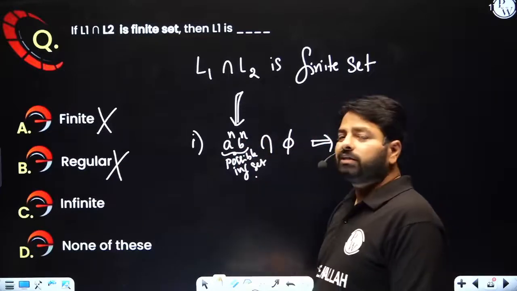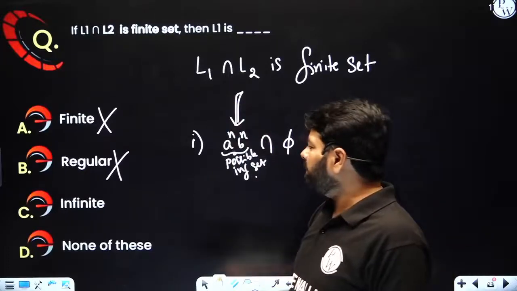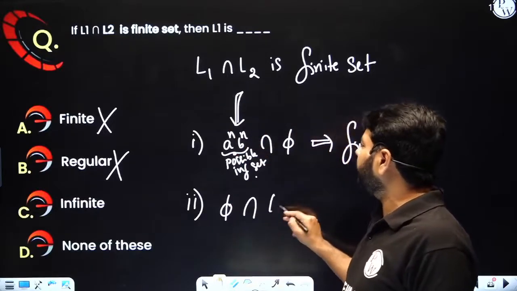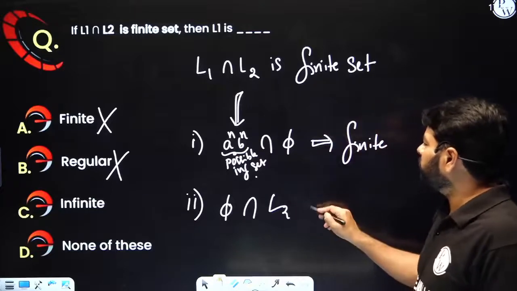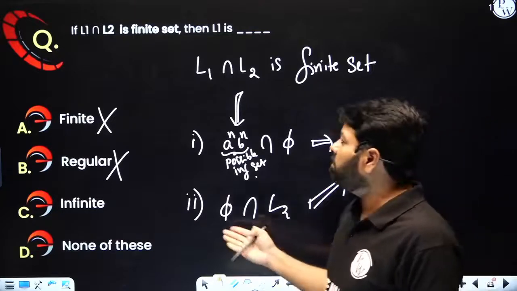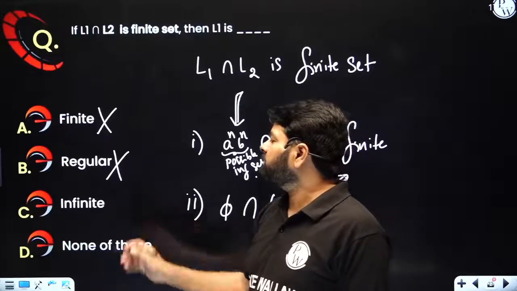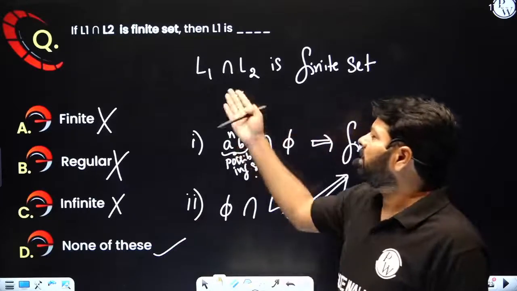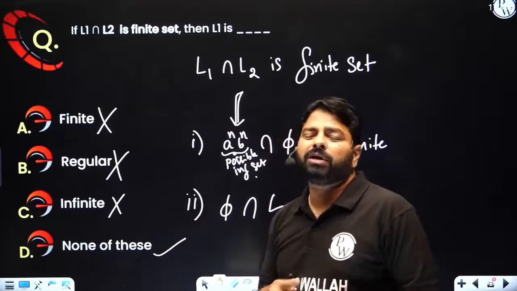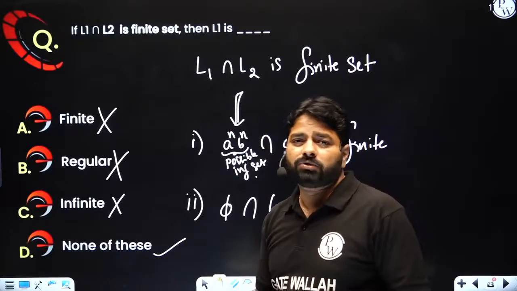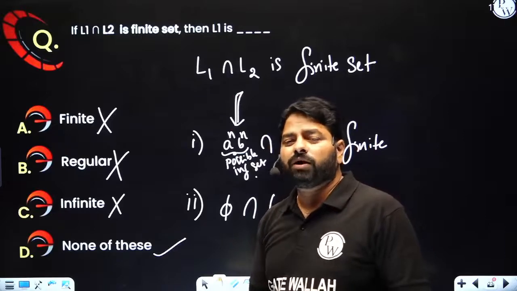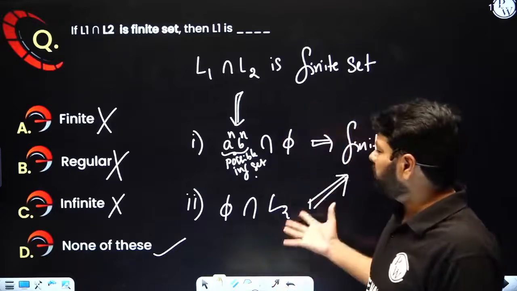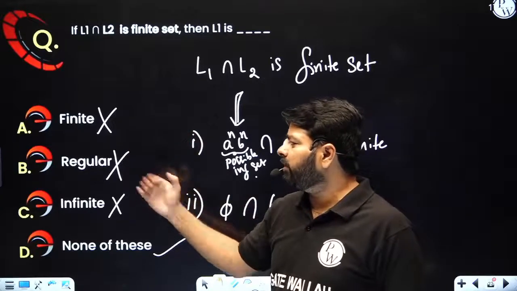And what about infinite? Is L1 always infinite? I may take an example: L1 is a power phi, and L2 you can take anything, and still the result is finite. So L1 can be a finite set, but you are saying that it is infinite. Wrong. The answer is none of these. And what could be the right answer? L1 may be finite, may be infinite, may be regular, may be non-regular. So this many answers may come out for L1. Keep this in mind for how you conclude for L1. Similarly, for L2 all the answers are the same: L2 can be finite, regular, or infinite.